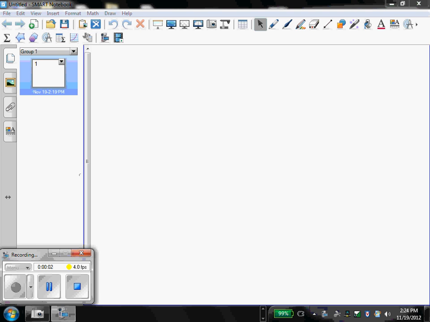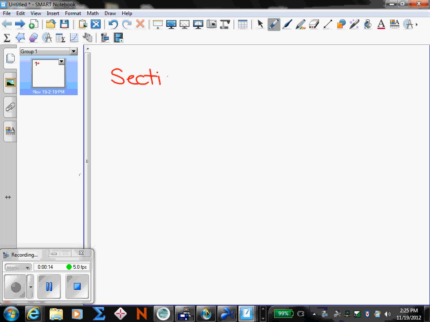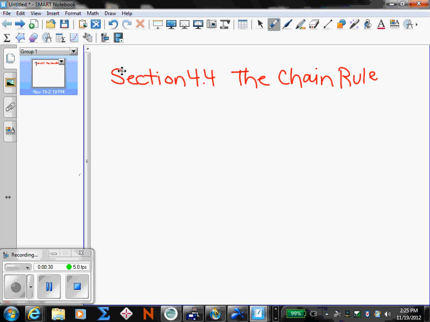Class, today we are going to talk about section 4.4, which is the chain rule. We will be applying the chain rule to all the different functions we've learned how to take the derivative of, but now we will have to apply the chain rule to them.